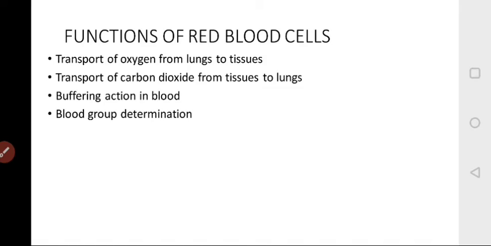RBCs contain a large amount of carbonic anhydrase. This enzyme is necessary for formation of bicarbonate from water and carbon dioxide. Thus, it helps to transport carbon dioxide in the form of bicarbonate from the tissues to the lungs. About 63% of carbon dioxide is transported in this form. Now we will see the buffering action in the blood. What is buffering action? Hemoglobin functions as a good buffer.